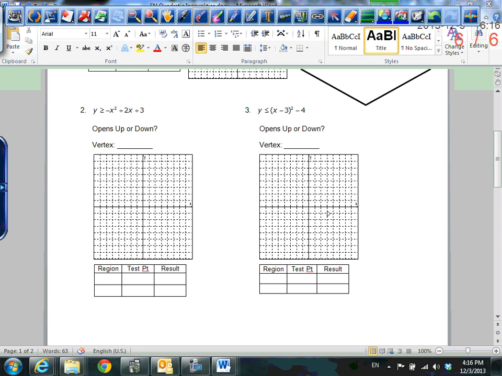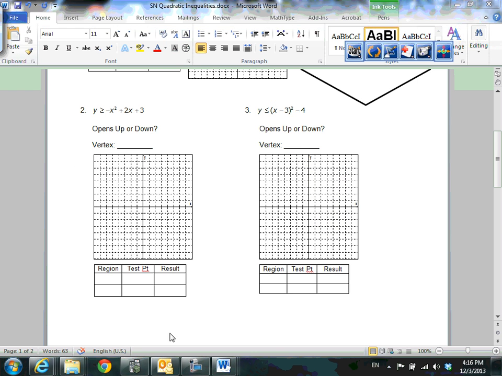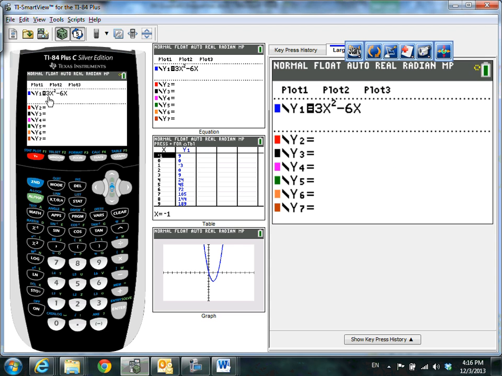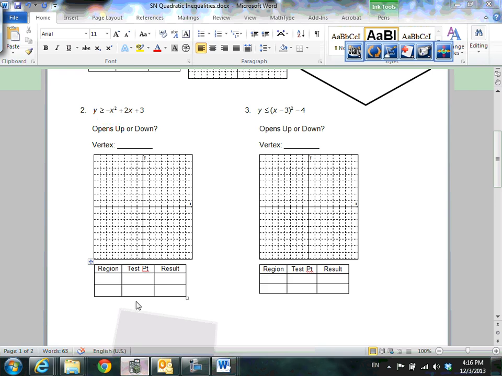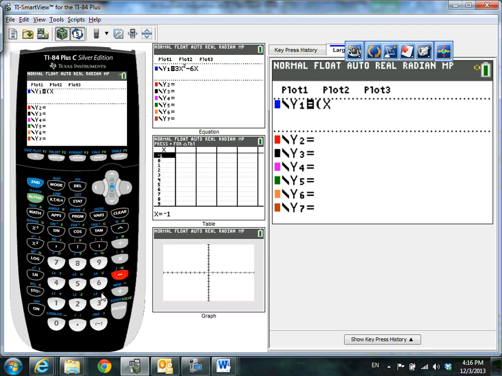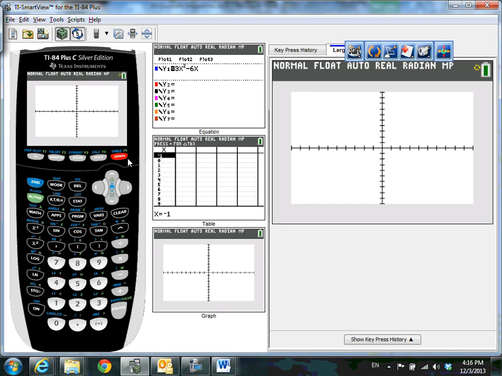So 3 comma negative 4 is where my vertex is. I'm pretty sure it opens upward. Looks something like this. It's a solid line this time because it's or equal to. So let's go into our calculator, and we're just going to ignore the whole less than or greater than business. And so I'm going to have x minus 3 squared and then minus 4. So I graph it. See if I guessed correctly when I graphed. Why, yes I did. Mine's just not quite as wide.